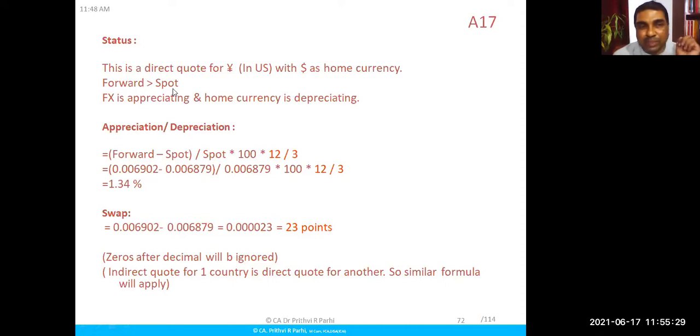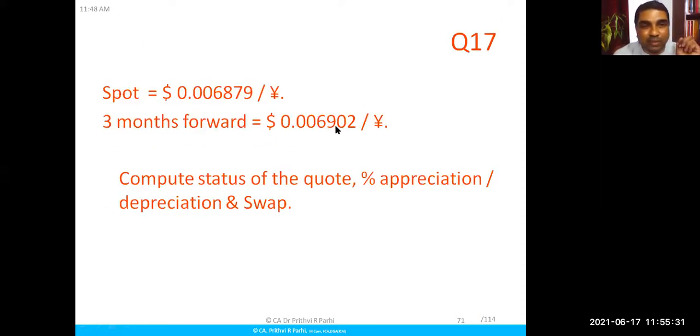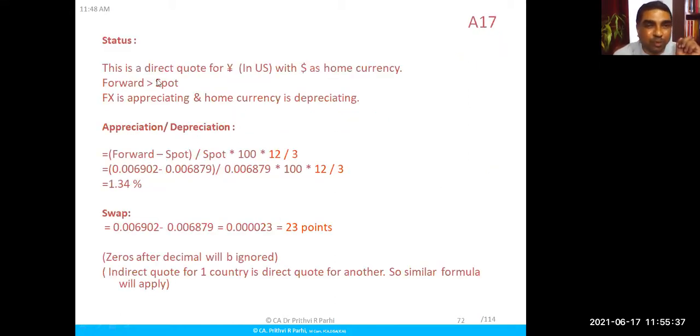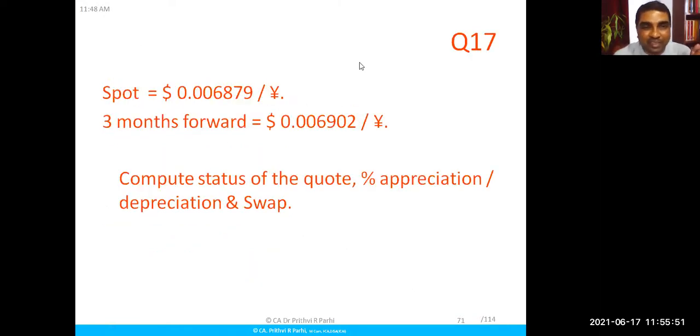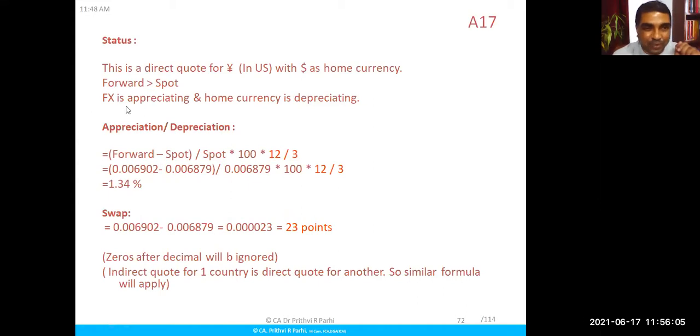And you see, forward is more than spot. Forward is 6902, spot is 6879. So forward is more than the spot rate. When forward is more than the spot rate and the quotation is dollar by yen, the foreign currency is appreciating. Which one is appreciating, yen or dollar? Yen is appreciating. Foreign currency is appreciating and home currency is depreciating.